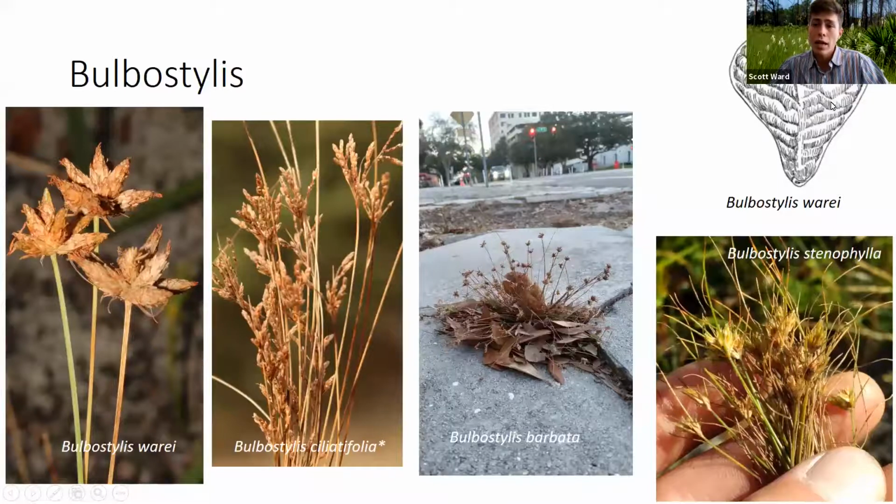And they're not super diverse, but when you start looking into characters like the achenes, you'll see in Bulbostylis warei, for instance, that at the apex, they have this really distinct sort of depression at the top. And some of these characters are really diagnostic when you start breaking these things down.